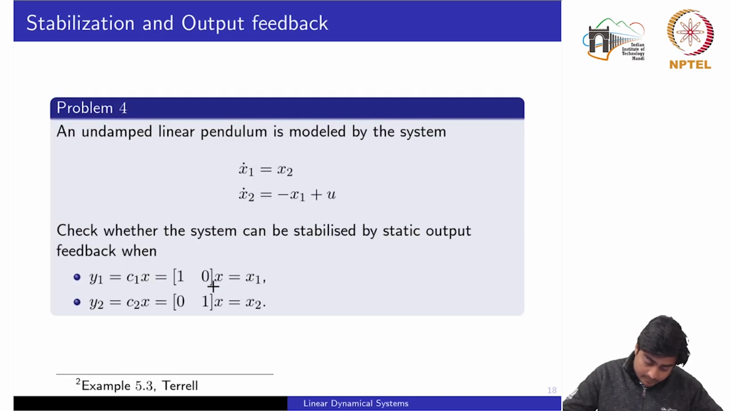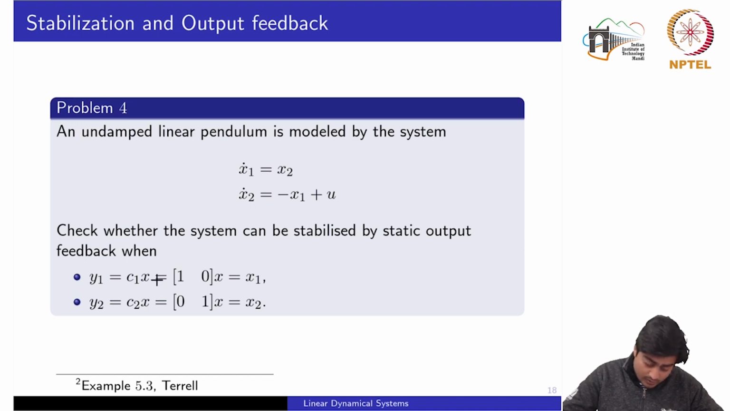In the next problem, we want to design a feedback controller, but here there is a slight difference. So let's see first. Given this simple system, which is a second order system with 2 states and 1 input, which is acting only onto the second state dynamics. So here we want to check whether the system can be stabilized by a static output feedback under these 2 scenarios.